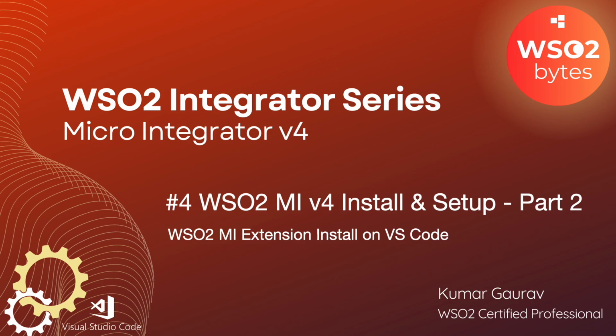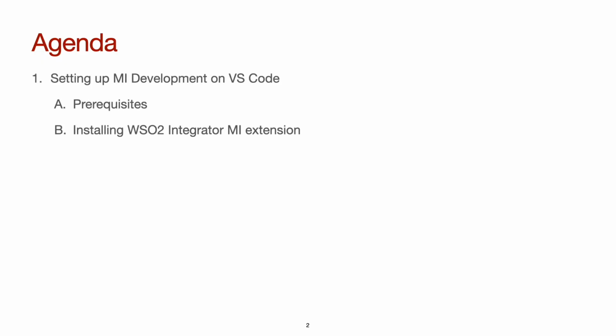This is part 2 of install and setup of MI development with VS Code. So let's start. In this video, we'll be setting up the development environment in VS Code using the MI extension. We'll see the prerequisites, followed by the installation process.